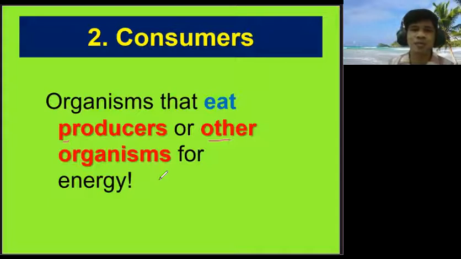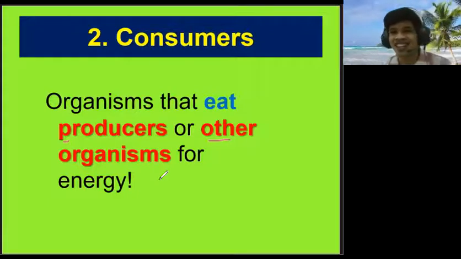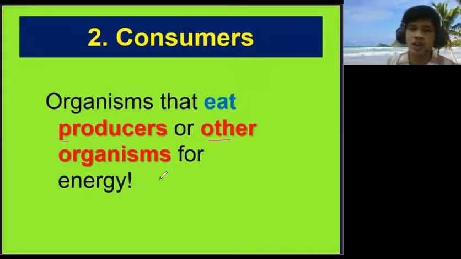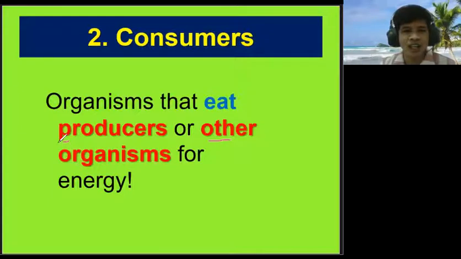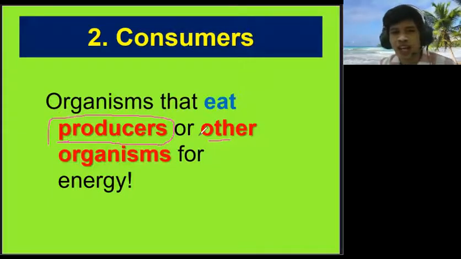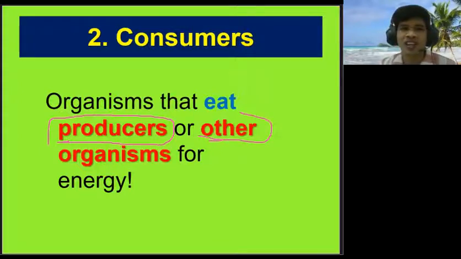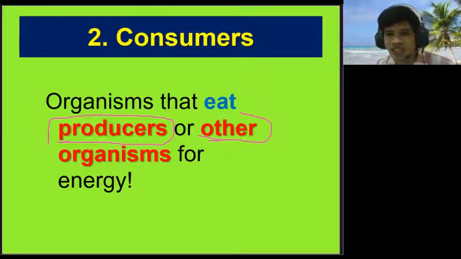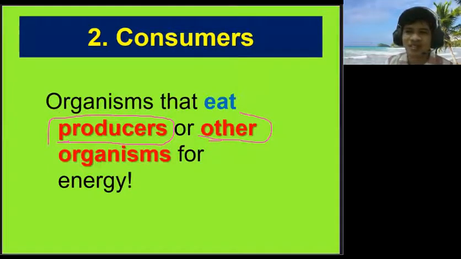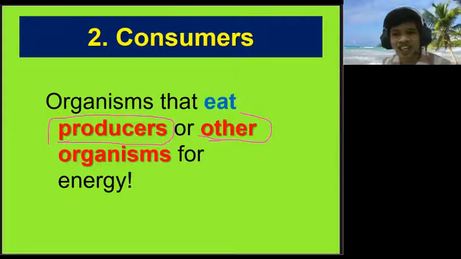Can you give me example of consumers, okay? Organisms that eat producers or other organisms, okay? Meaning either they are eating plants or other organisms. Okay, there's an answer in the chat box already. Gawin, that is correct. What else? Gawin has an answer and that is correct.